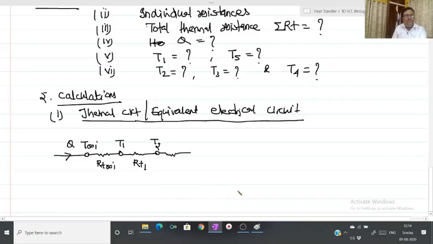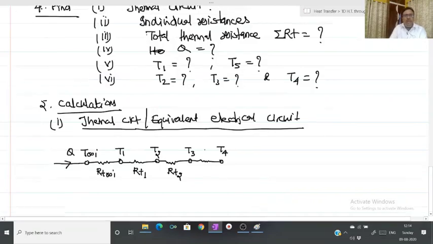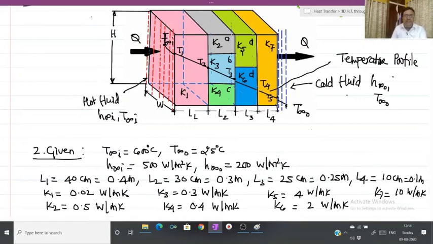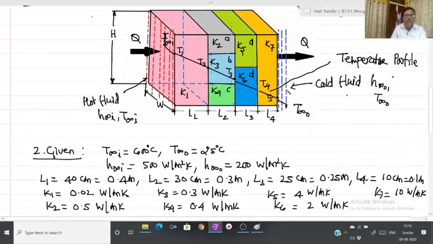Third, thermal resistance will be offered by the second slab material made up of three different materials. Please refer to the diagram, and the thermal resistance will be RT2. It will be by conduction. Fourth, thermal resistance will be offered between temperatures T3 and T4 by the slab made up of these two different materials. I am talking about this, and again it will be by conduction.